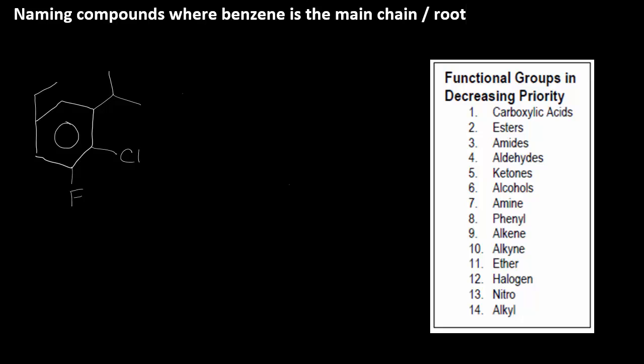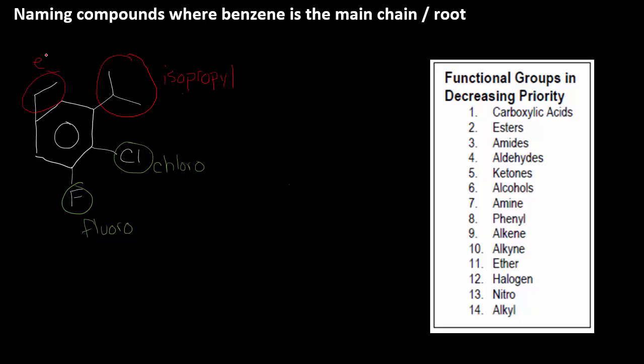So we have a few different types of branches here. Again, I'd recommend you go through and identify what the branches are before you start worrying about numbers and everything like that. So I've got a fluoro, I've got a chloro. Those are both halogens. Then this Y-looking thing, that's what we call isopropyl. And this here will be ethyl.